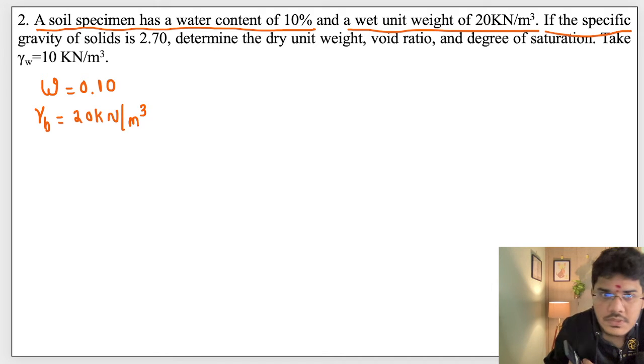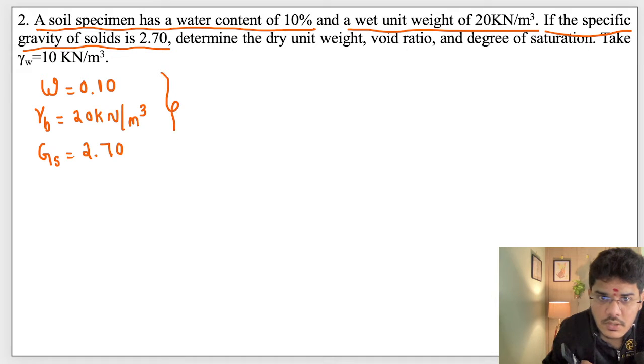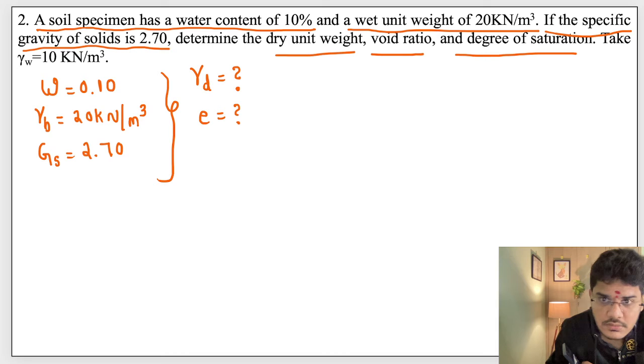If the specific gravity of solids is 2.70, specific gravity of solids means G value, Gs is equal to 2.70. Determine, so now what is being asked: the dry unit weight. Dry unit weight means gamma D. So gamma D is equal to what? And then void ratio, e is equal to what? And next degree of saturation, S is equal to what?